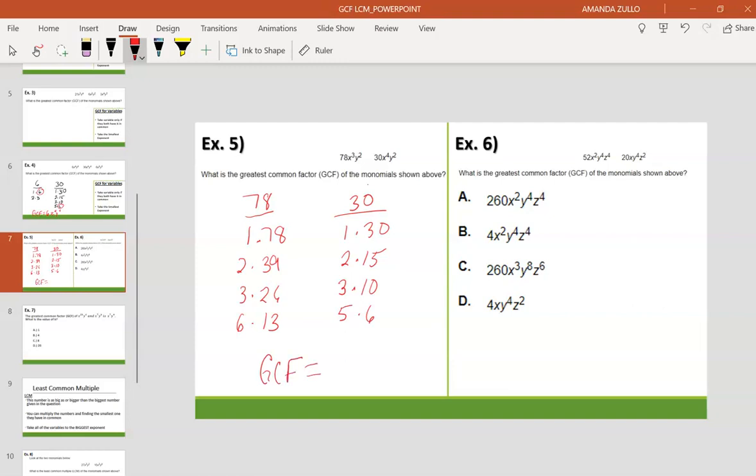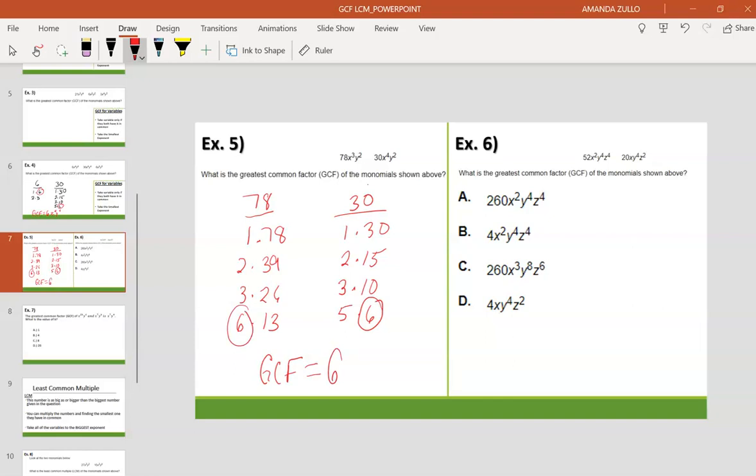So for GCF, I'm going to go to the smaller number, which is 30, and do my backwards U. Okay, so you start at 30. Is there a 30 here? Nope. 15. Is there a 15 over here? No. 10. No 10. 6. Oh, there it is. All right, so our GCF is 6.